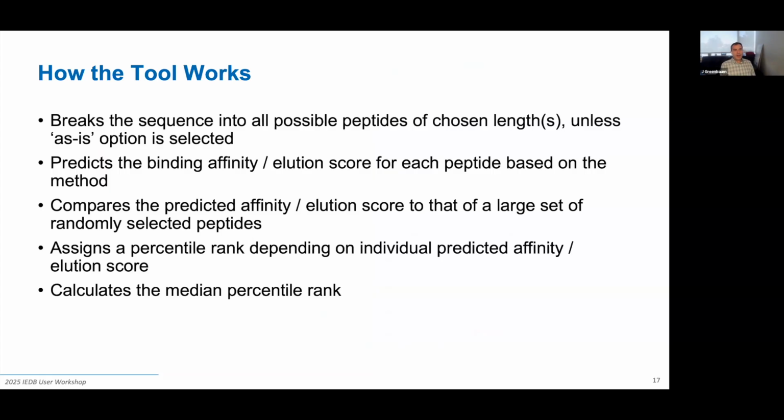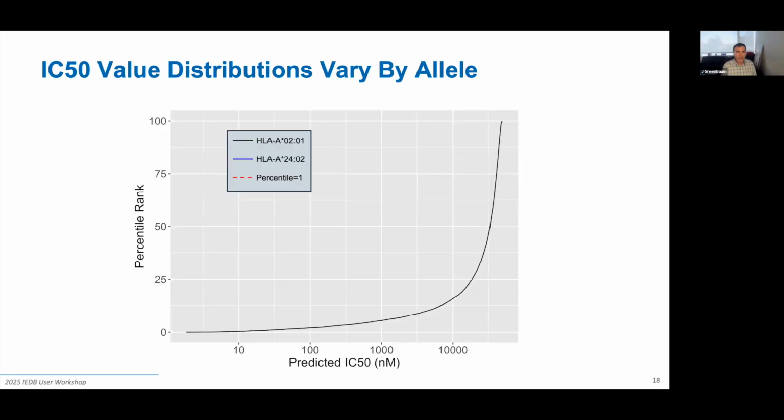And then once we do that, the sequence will get broken up into peptides of all of the lengths that we selected. And then the binding affinity or elution score for each of the peptide MHC combinations will be predicted. That binding score will then be compared to that of a large set of randomly selected peptides so that we can assign a percentile rank. And then if we do select multiple methods, we'll get a median percentile rank calculation as well.